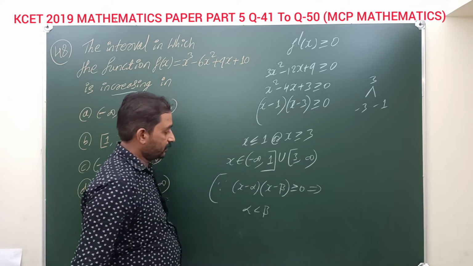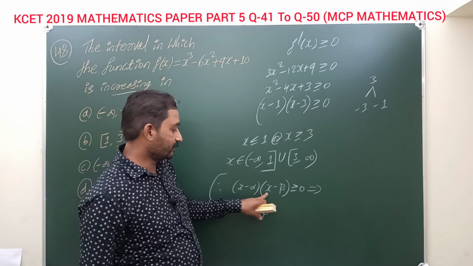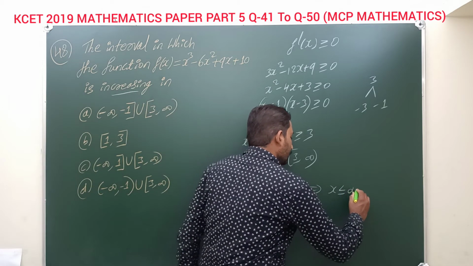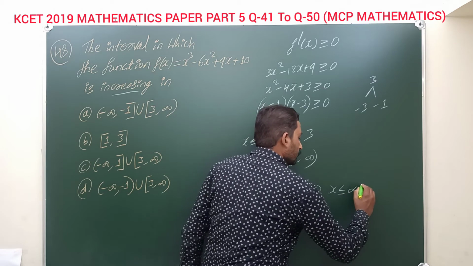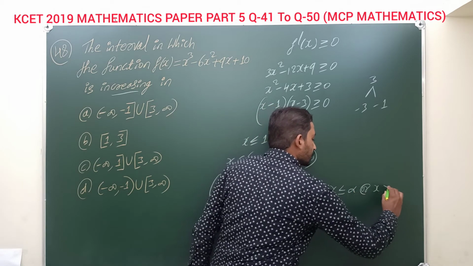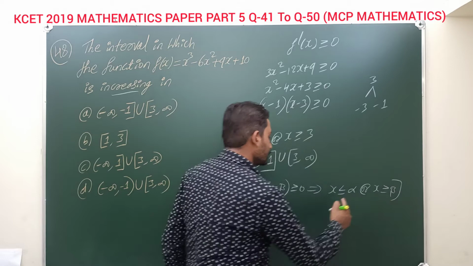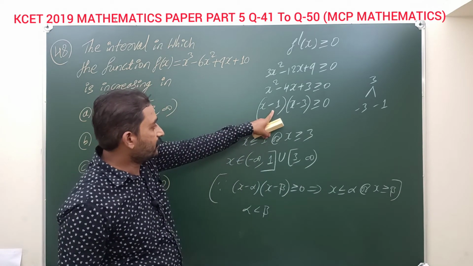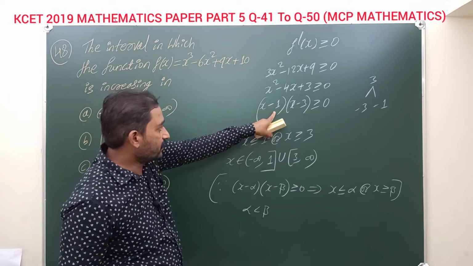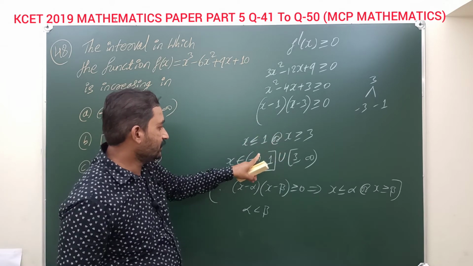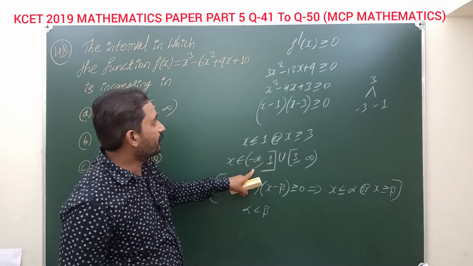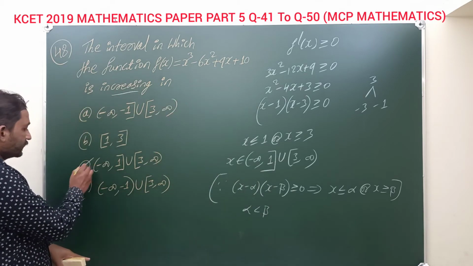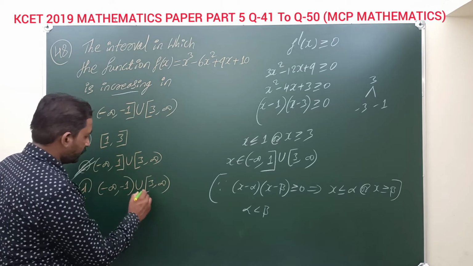The solution of this inequation is x is less than or equal to alpha or x is greater than or equal to beta. So using this formula, directly write down the solution of this inequation. This is the required answer in this case. In this interval, this function is increasing. So which option is correct in this case? Option C is correct.